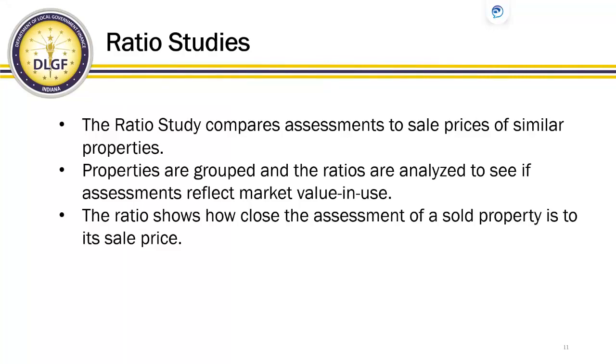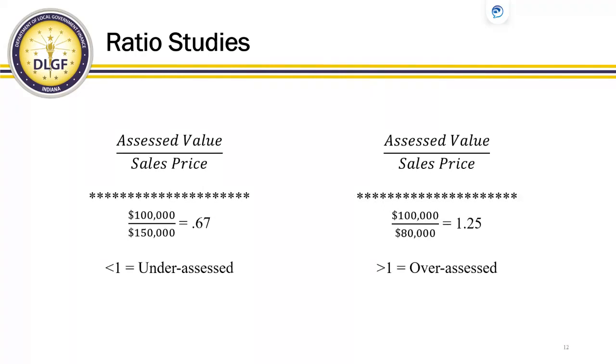As you saw for a quick second on the next slide, I've got a couple of quick examples just to give you an idea of what the ratios look like in practice and what they mean. On the left here, we've got a property with an assessed value of $100,000 and a sales price of $150,000. That ratio would come out to 0.67. On the other side, we have a property still with an assessed value of $100,000, but a sales price of $80,000. That ratio is going to come out to 1.25.